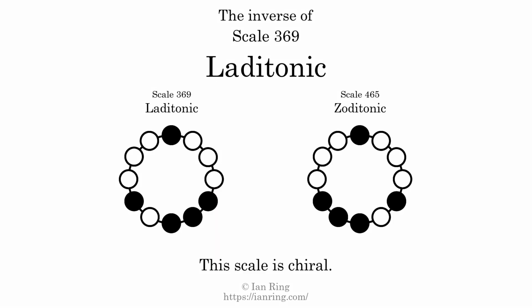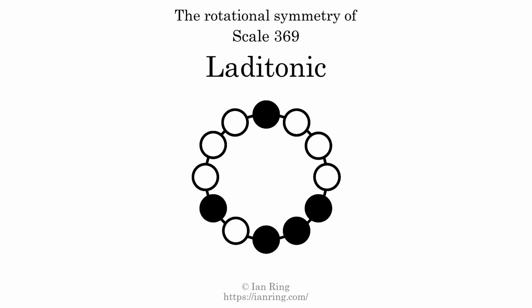The inverse of a scale is a mirror image. It is what you get when the sequence of intervals is reversed. The inverse of this scale is scale 465, also known as Laditonic. This scale is chiral. It cannot transform into its inverse by rotational transformation. This scale has no rotational symmetry.